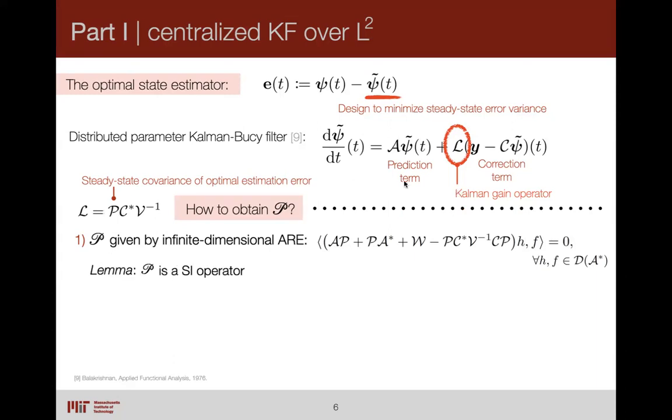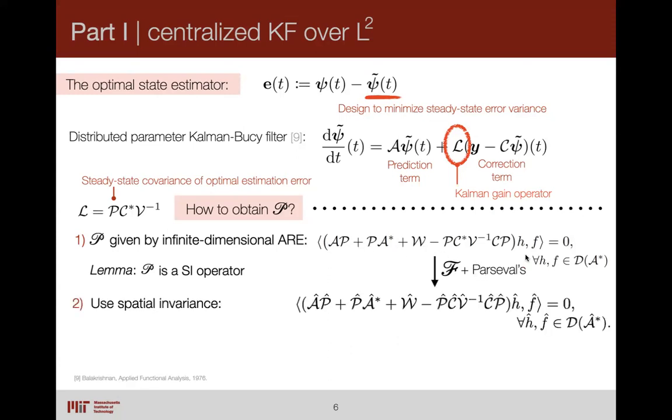What one can show in this spatially invariant setting is that the covariance operator P is spatially invariant itself. What this means is that all the operators that enter my equation are spatially invariant, and hence I can apply the Fourier transform that I showed you earlier and apply Parseval's identity in order to write the same equation equivalently in the spatial frequency domain, now in terms of the Fourier symbols of all these operators. This is why you see all these hats appearing in here.